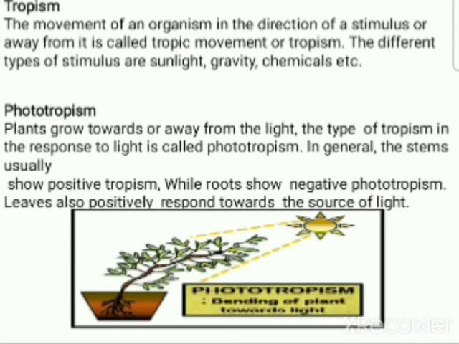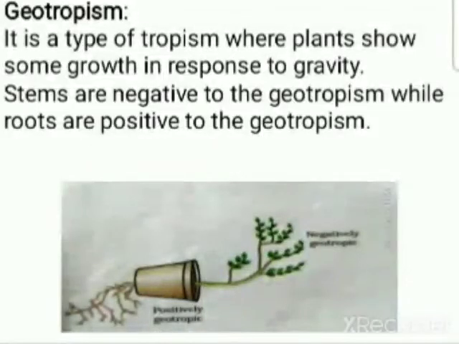Moving on to the next type of tropism, that is geotropism. It is a type of tropism where plants show growth in response to gravity. Stems are negatively geotropic, while roots are positively geotropic. As you can see in the picture, the stems and leaves are showing negative geotropism. That is, they are growing upwards rather than downwards. Whereas the roots are growing downwards, showing positive geotropism.